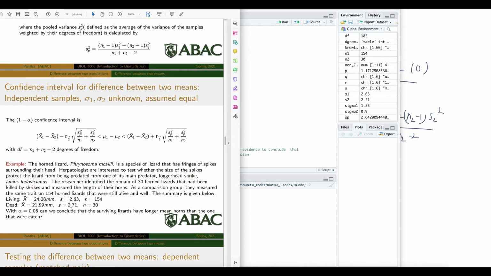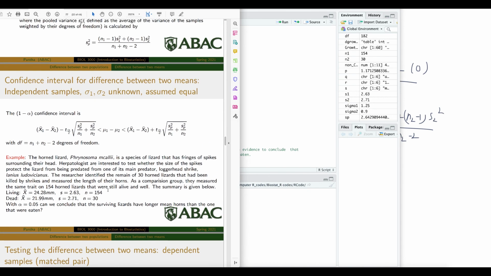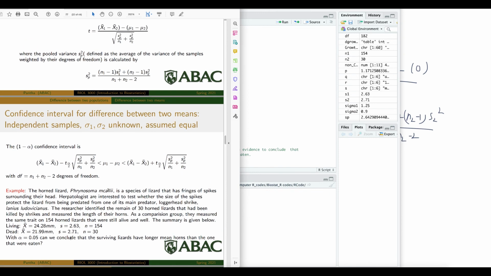Okay, guys. That's what we do for the confidence interval and the hypothesis testing of two means when the two variances are not given, for two independent samples. The two variances are not given and are assumed to be equal. Okay, guys. Thank you.